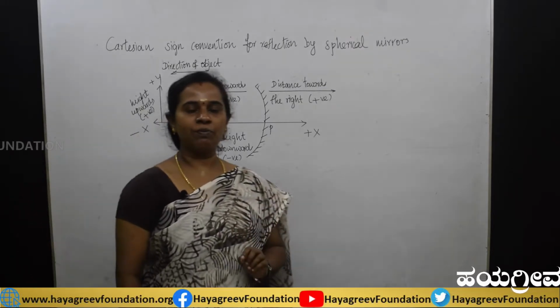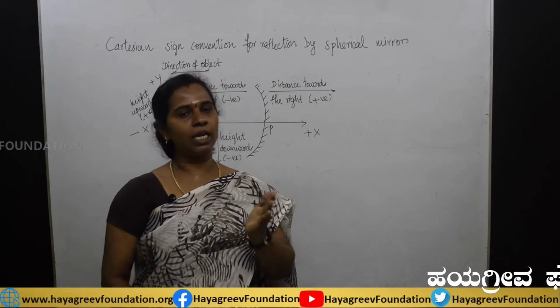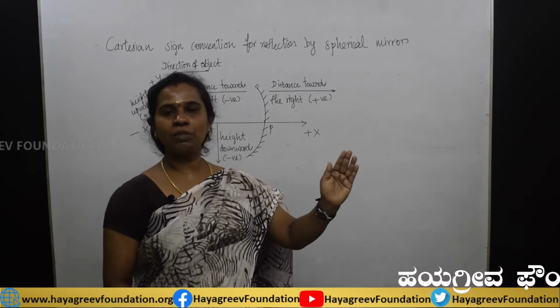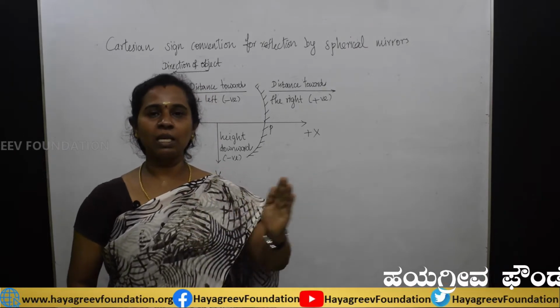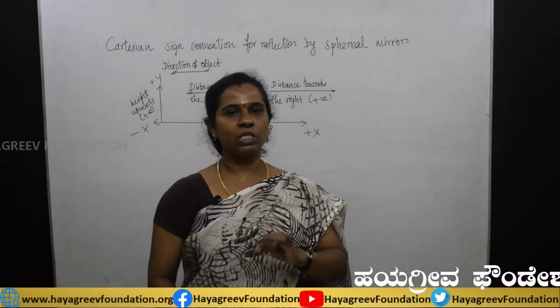First point of sign convention: the object we should keep on the left side of the mirror, either concave or convex mirror. Object always we should keep leftwards of the mirror, that is nothing but the negative x-axis. So this is the first point.